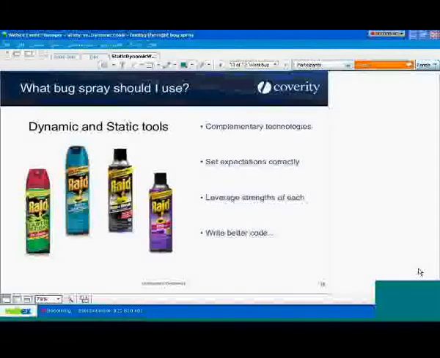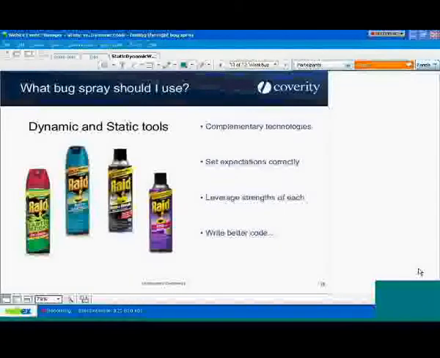Like I said at the beginning, I still see a lot of confusion out there, and people ask, well, how does Coverity compare to Purify? And the answer is, well, it doesn't really compare that way, because they're used for different things to find different kinds of problems that manifest themselves in different ways.